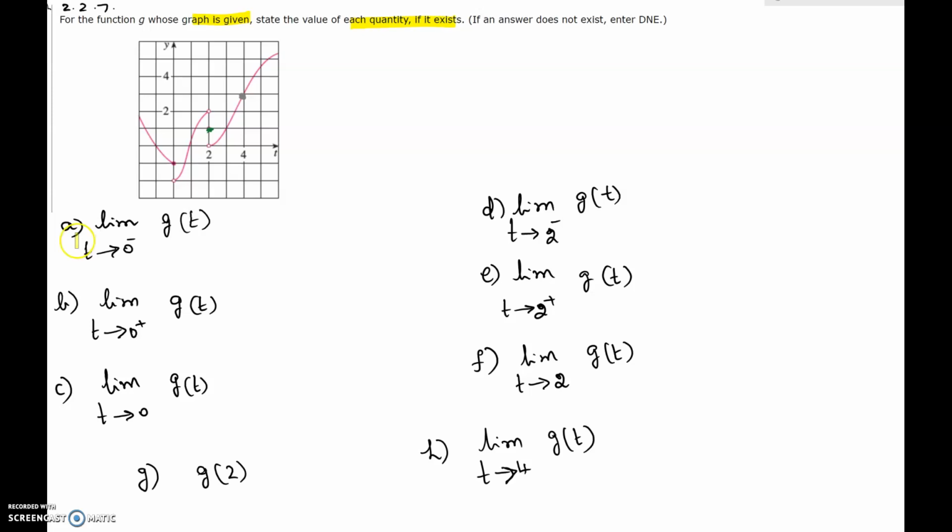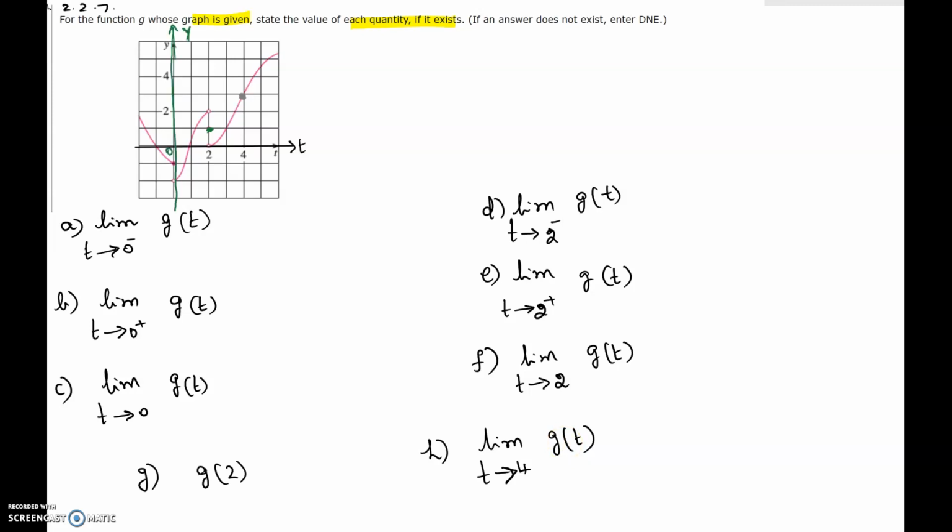The questions are A. Limit as t approaching 0 minus of g of t. B. Limit as t approaching 0 plus of g of t. C. Limit as t approaching 0 of g of t. D. Limit as t approaching 2 minus of g of t. E. Limit as t approaching 2 plus of g of t. F. Limit as t approaching 2 of g of t. G. g at 2. H. Limit as t approaching 4 of g of t.